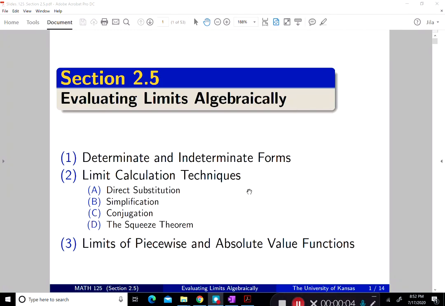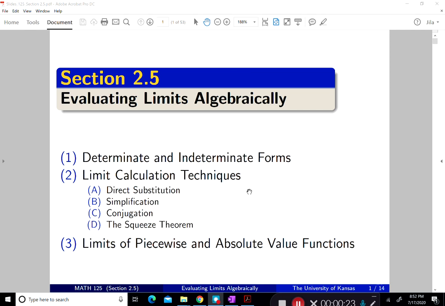This is section 2.5, evaluating limits algebraically. First, we discuss what determinate and indeterminate forms are. So these are different from limits and their forms. And then we discuss limit calculation techniques.